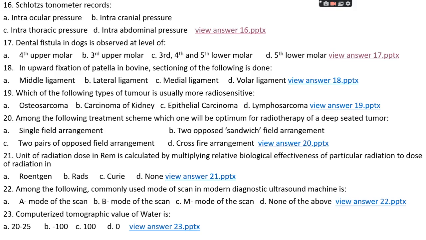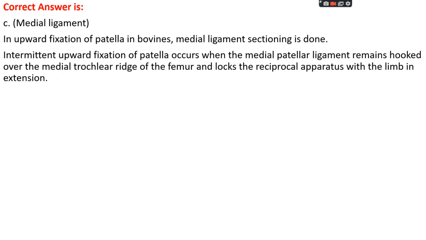Question number 18. In upward fixation of a patella in bovine, sectioning of the following is done: option A, middle ligament; option B, lateral ligament; option C, medial ligament; or option D, volar ligament. The right answer is option C, the medial ligament. In upward fixation of a patella in case of bovine, medial ligament sectioning is done.